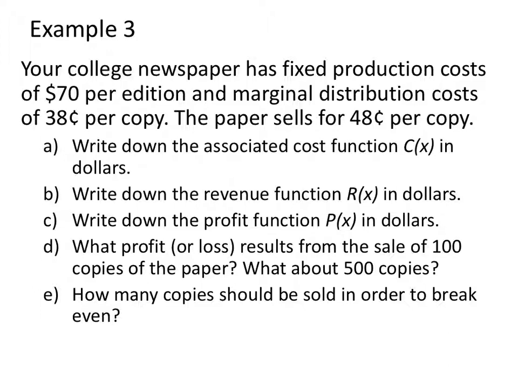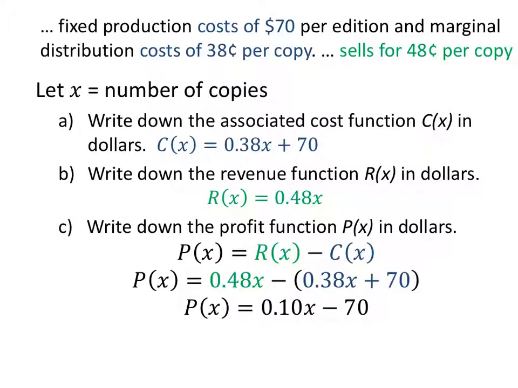There are 5 things we want to do here. We want to write down the associated cost function in dollars, the revenue function in dollars, and the profit function in dollars. And then we're going to use the profit function to find out how much money the college newspaper is making from various sales. And then we're going to find out how much they absolutely have to sell in order to break even. You don't want your college newspaper losing money, because that would probably result in a raise in tuition.